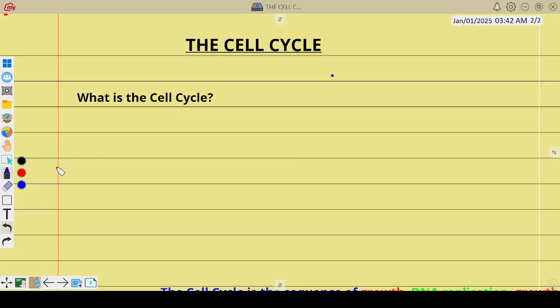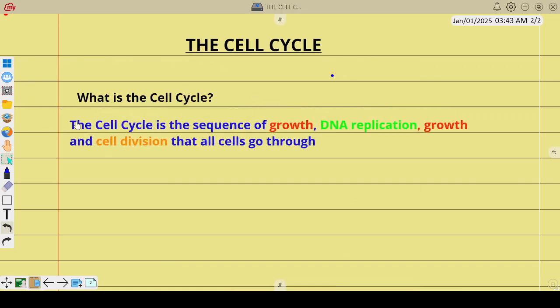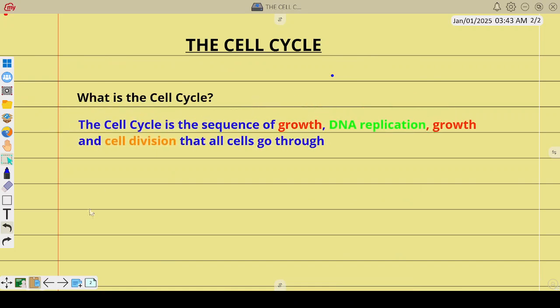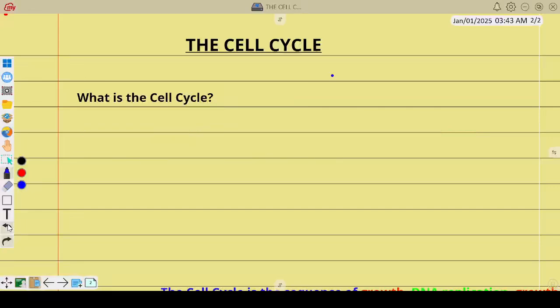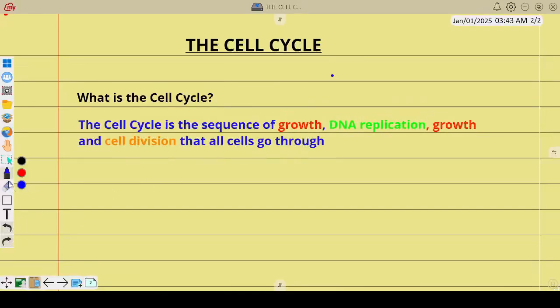overview. So firstly, to introduce this cell cycle. What is the cell cycle? The cell cycle is simply the sequence of growth, DNA replication, growth, and cell division. So that is the basic idea about the cell cycle. It involves these 4 stages.